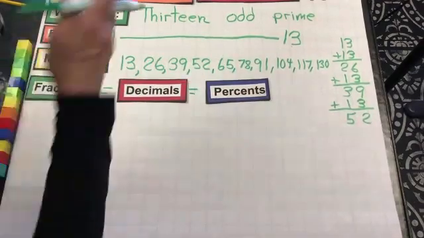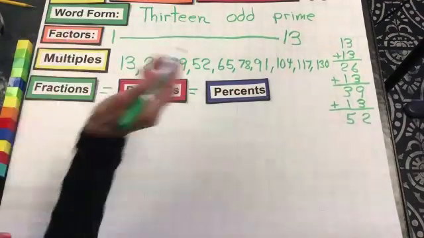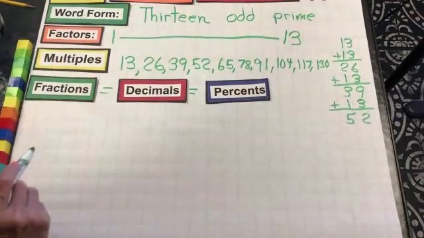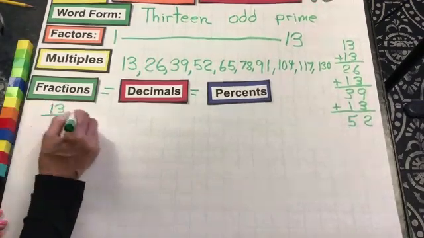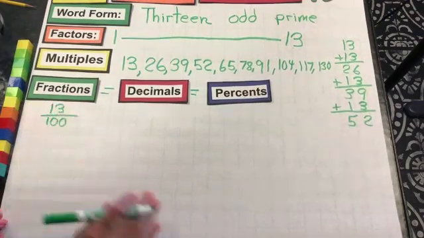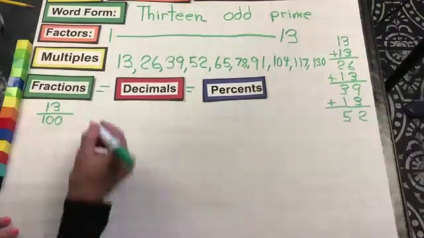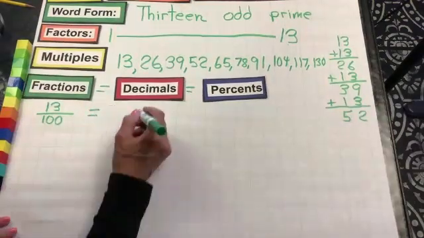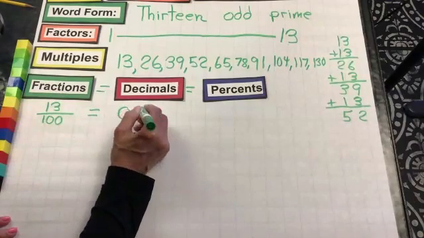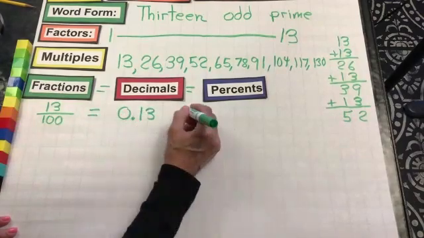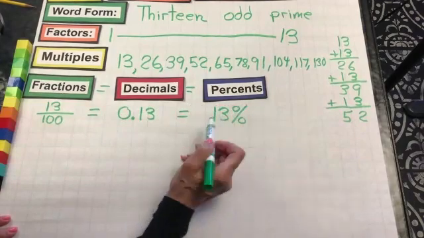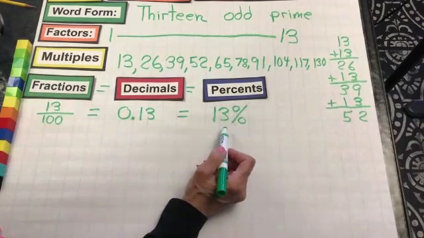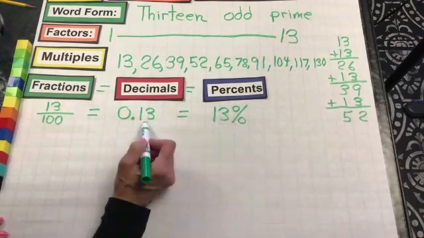So far, we've done word form, we've done factors, we've done multiples. Now we're going to go into fractions, decimals, and percents. So this is 13 days out of 100. We're going to work on the daily number, work out 100 days. And that decimal would be 0 and 13 hundredths. And of course, percent would be 13%, which means if you go in the store and they're giving you a 13% discount, you get 13 cents off every dollar you spend.